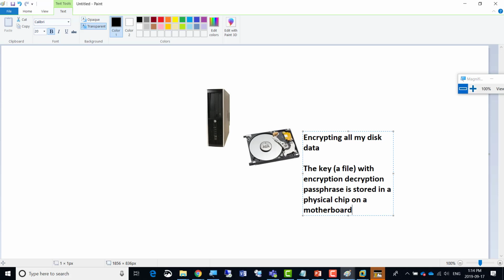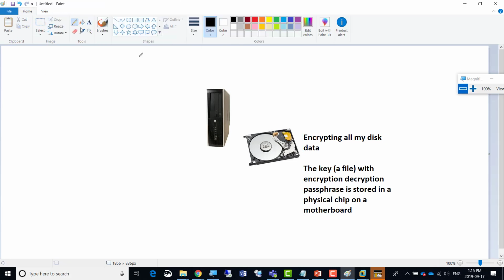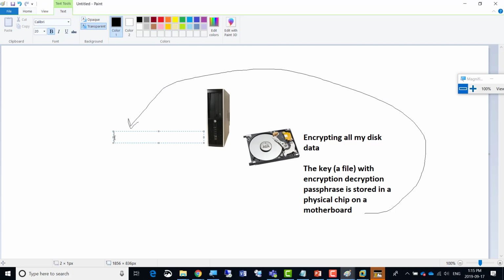So what happens is, if you have encrypted the data, the key is stored in a chipset on the motherboard, and that chipset is called TPM. TPM is a chipset that stores encryption decryption keys, right? So TPM is a chipset that stores encryption decryption keys.